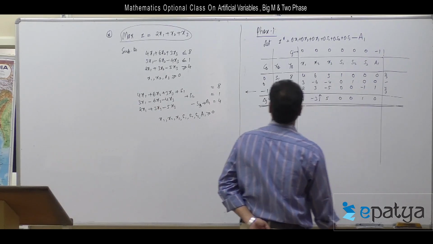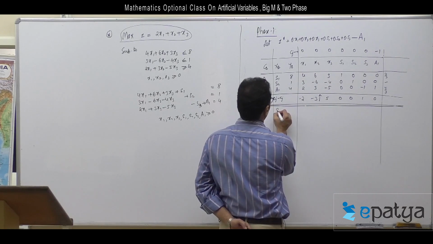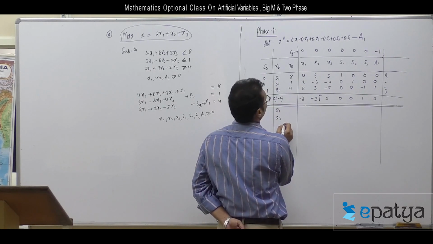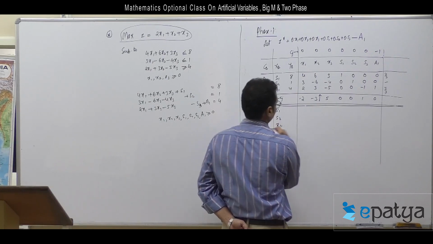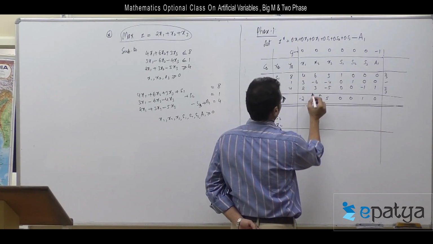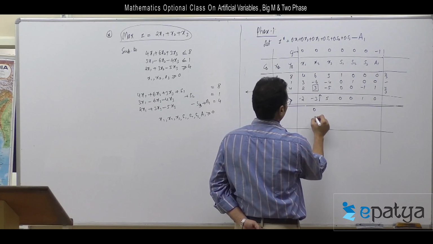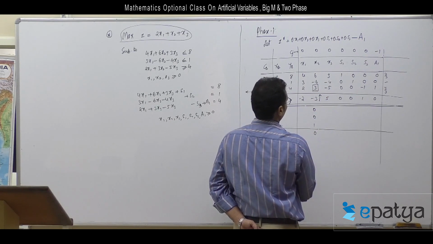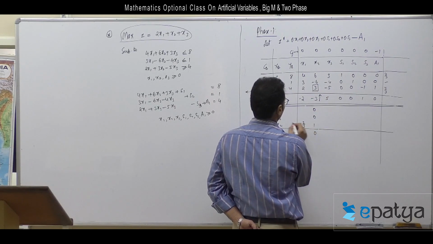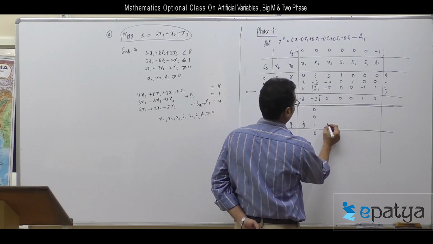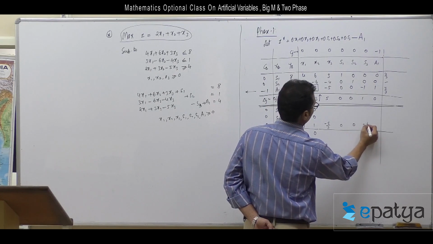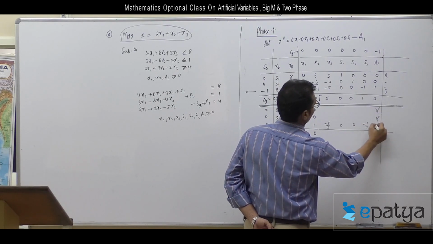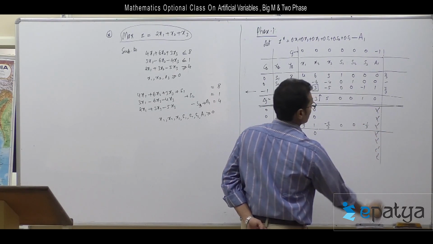Solution of phase 1. So S1, S2, A1 go and X2 enters, with costs 0, 0, 0. So the key element is 3: 0, 0, 1, 0, 2 by 3, 4 by 3, minus 5 by 3, 0, 0, minus 1 by 3. I will not give entries for the artificial variable.